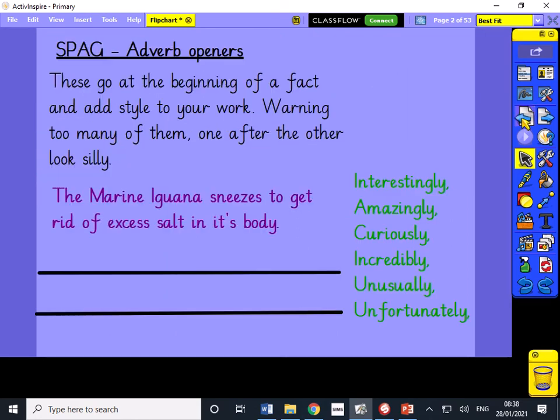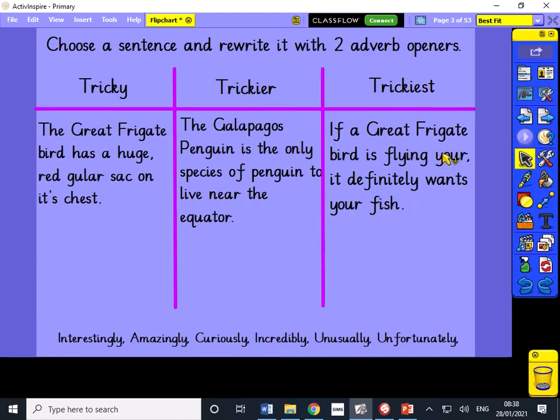Okay, so I did one. I'm just going to go back and maybe pick another one now. Okay, so I'll pick another one for mine while you do that. So pause the video while you do that. Okay, so I'm going to go with amazingly, the marine iguana.